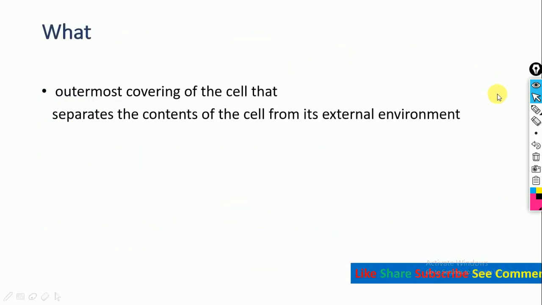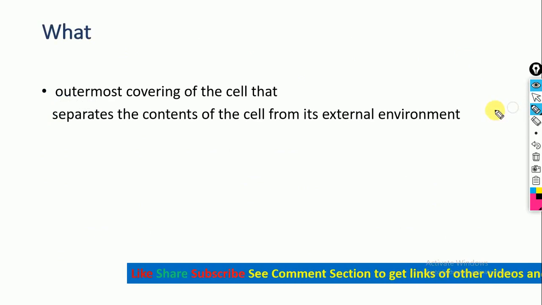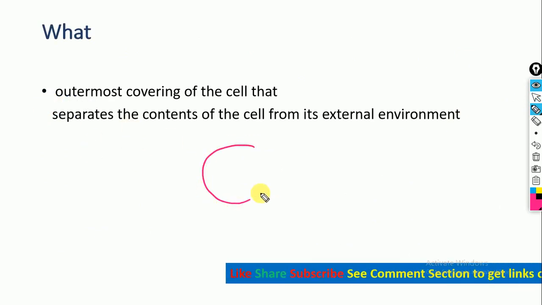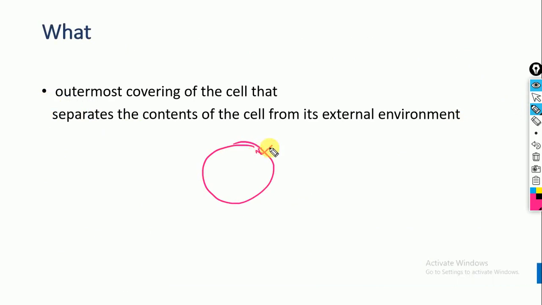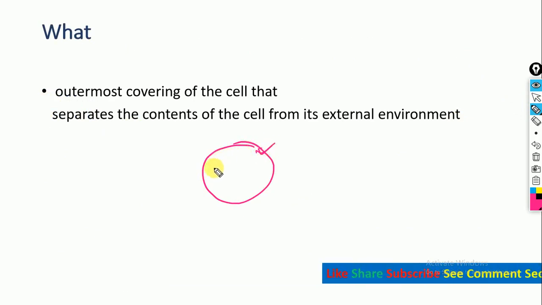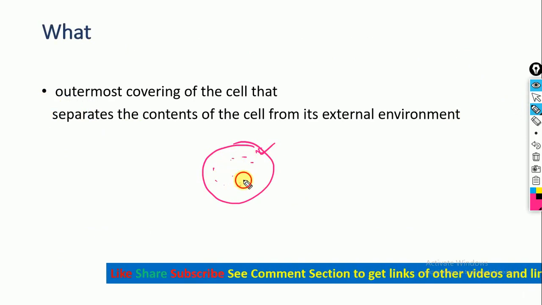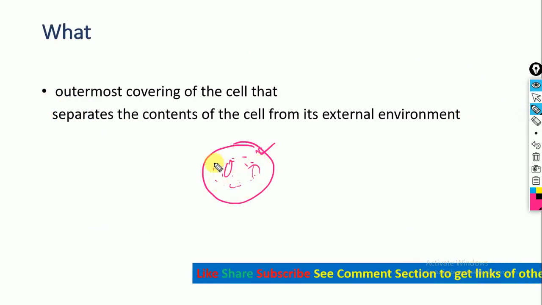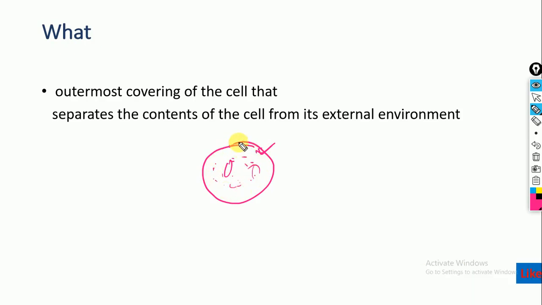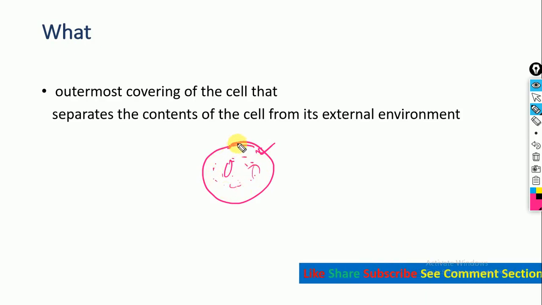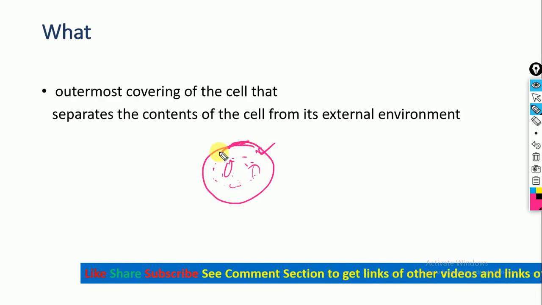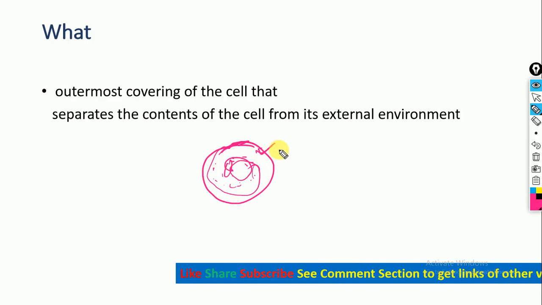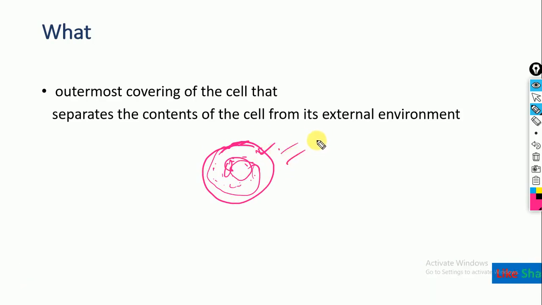So now, what is the plasma membrane? The plasma membrane is the outermost covering. If it is a cell, this is the outermost covering that delimits all the contents present within the cell. Cell organelles, cytoplasm, whatever is present within the cell is delimited by this plasma membrane. So this is the outermost covering that separates the contents of the cell from its external environment.